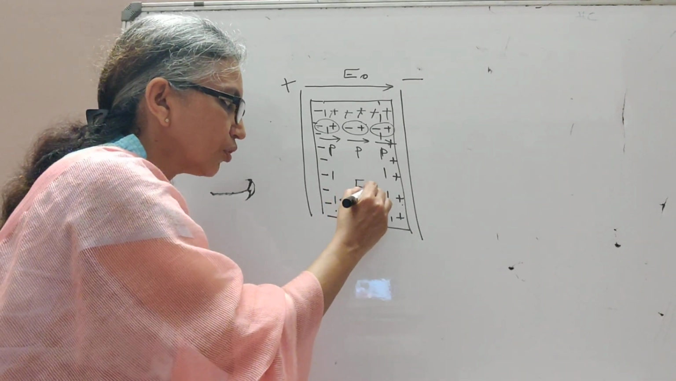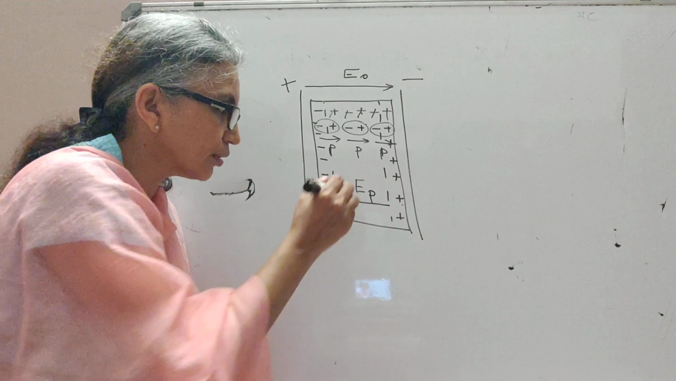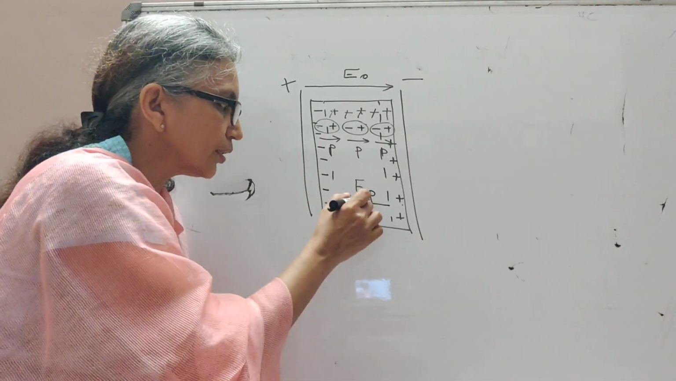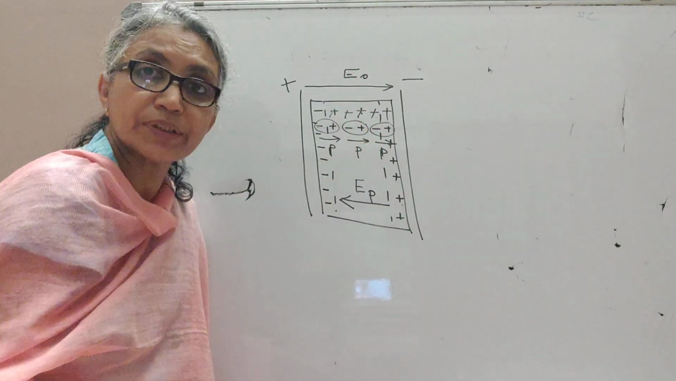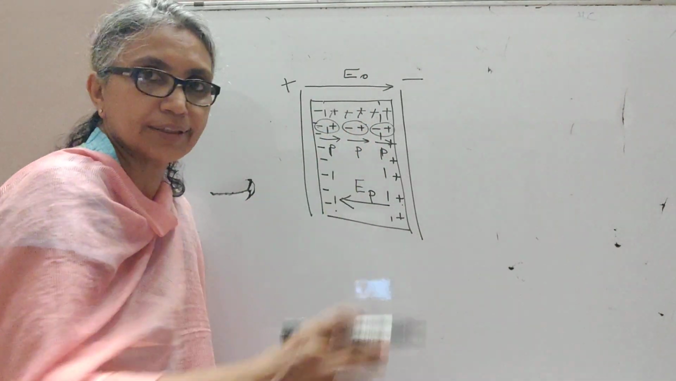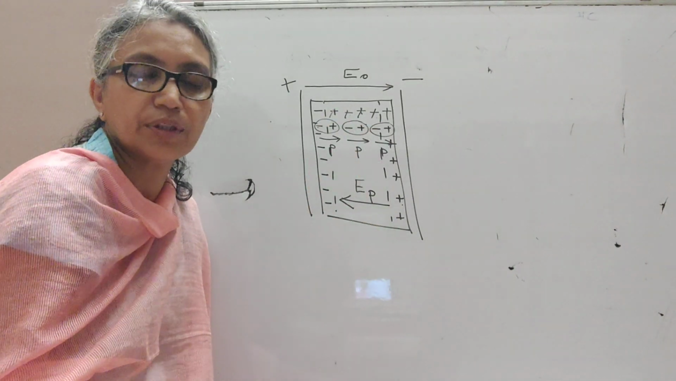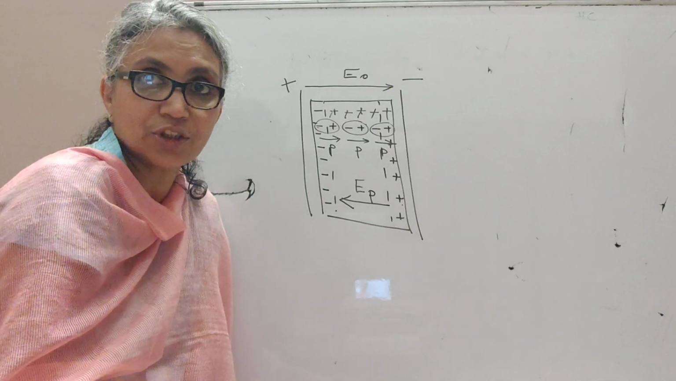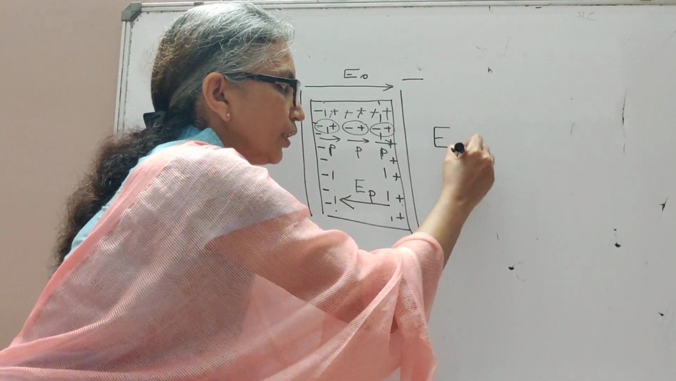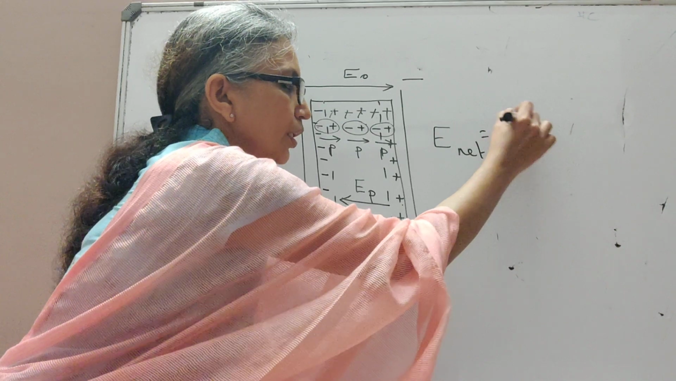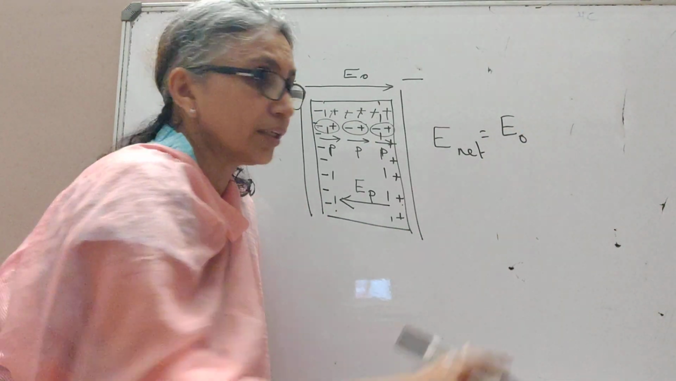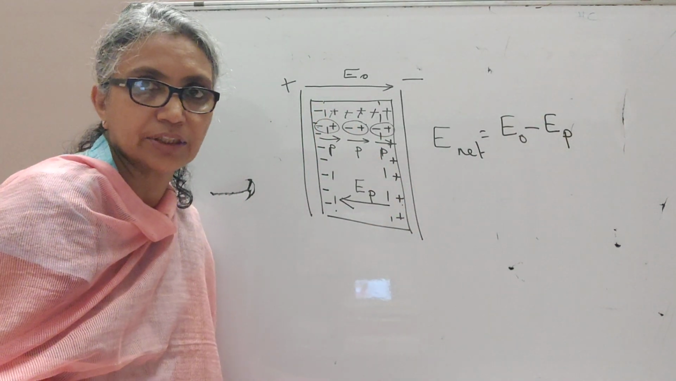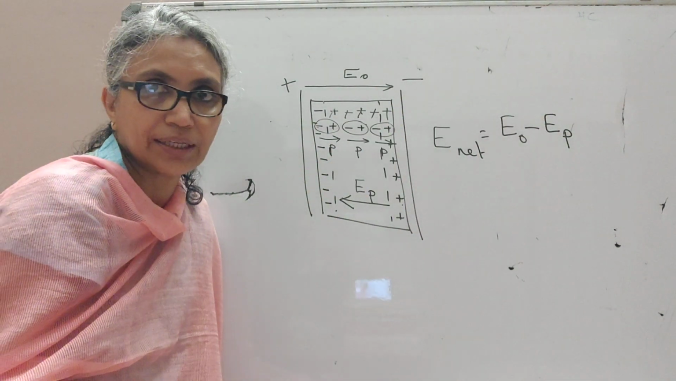That electric field I am going to call EP, which means the electric field inside the dielectric because of polarization. You will see that this EP is always directed opposite to the original E0, which was without the dielectric, with the medium being just air or vacuum. So now you have two fields which are opposing each other. Now the net electric field E net will be the original electric field E0 when there is no dielectric, minus the electric field due to polarization inside the dielectric, because both of them are in opposite directions.